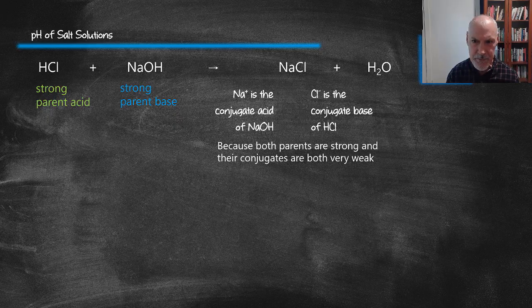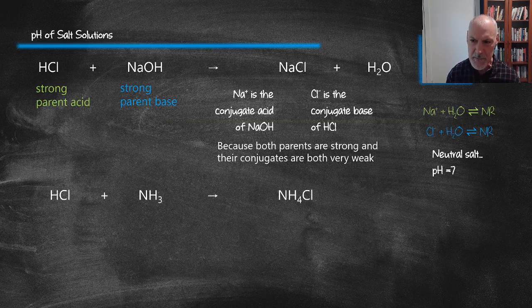Now what does that mean? It means that the Na+ and the Cl- hardly can react with water at all. Hence you see NR, or no reaction. Since they don't react with water, the pH of our solution will remain neutral at 7.